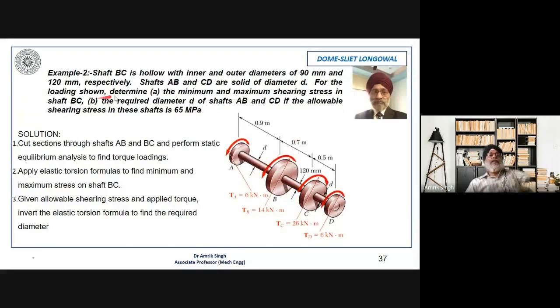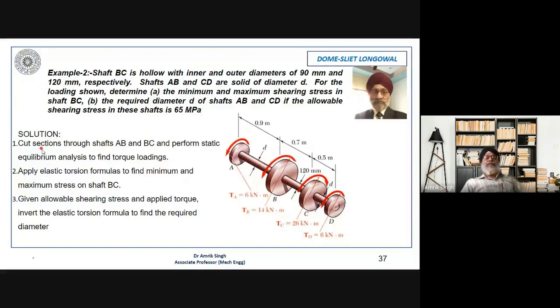So for the loading shown, determine the minimum and the maximum shear stress in the shaft BC, that means in the hollow shaft. Second part, the required diameter D of the shaft AB and CD, if the allowable shearing stress in these shafts is given. So this is a very interesting numerical. We will just try to see this.